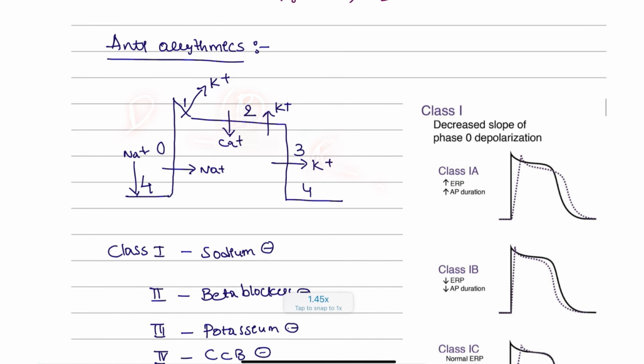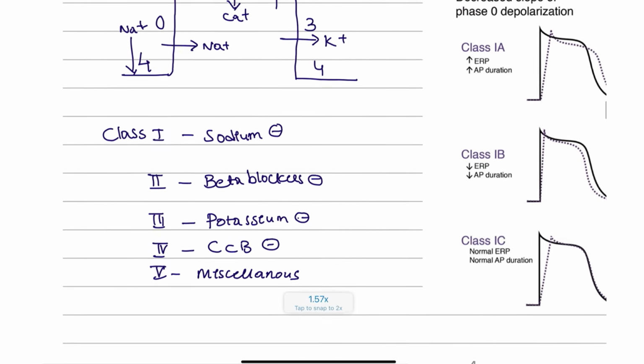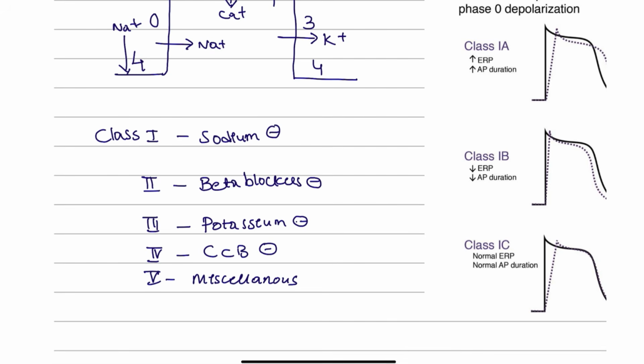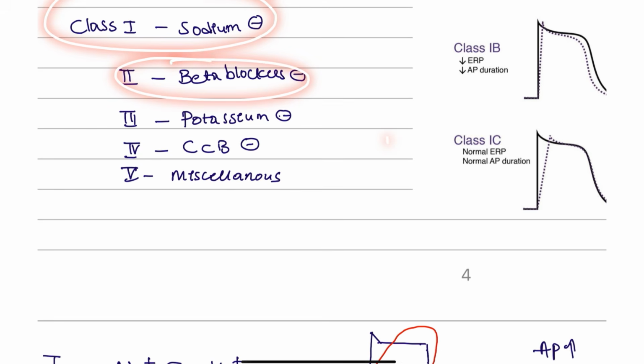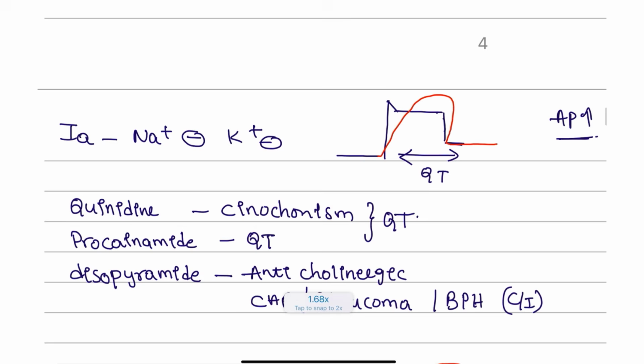So there are importantly 5 classes. If we have to discuss the anti-arrhythmic drugs, what are those? Class 1 is completely sodium channel blockers, class 2 beta blockers, class 3 potassium channel blockers, class 4 is calcium channel blockers, and class 5 is miscellaneous. We are going to discuss in a while. So let's see one by one.